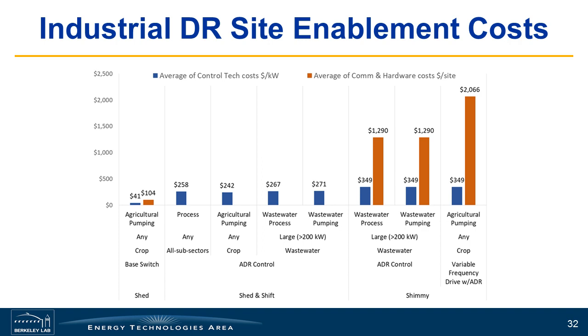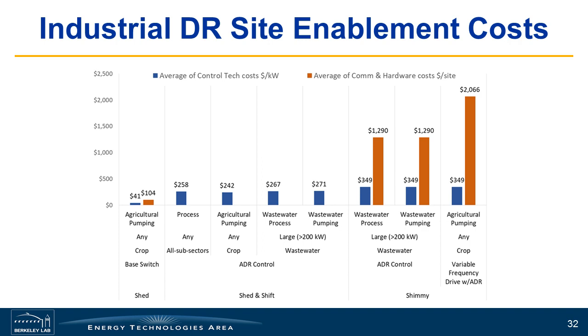There's one where it's shed, and that's just your DLC. It's a base switch on your agricultural pumping. The next group is where you can actually do shed and shift, and this is typically going to be with some of the variable frequency drives using ADR, and then once again on the farthest side is when you add the communication platform and the advanced resource interface to those systems in order to provide that service.